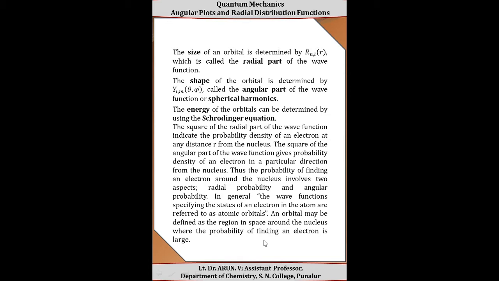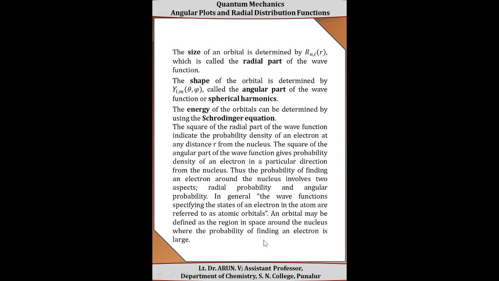And if we take the square of the wave function or square of the radial part of the wave function, that gives the probability of an electron at a distance r from the nucleus. And the square of the angular part of the wave function gives the probability density of an electron in a particular direction from the nucleus. That is, the radial part probability gives the distance of the electron from the nucleus, whereas the square of the angular part gives the probability of finding an electron in a particular direction from the nucleus. Thus, the probability of finding an electron depends on two parts, that is the radial probability and the angular probability.